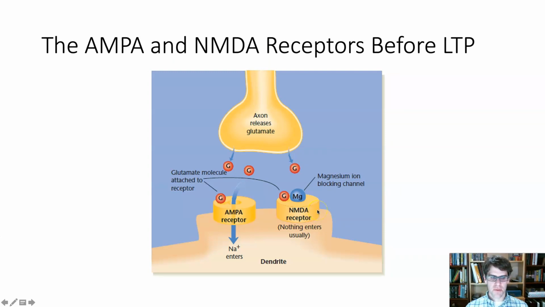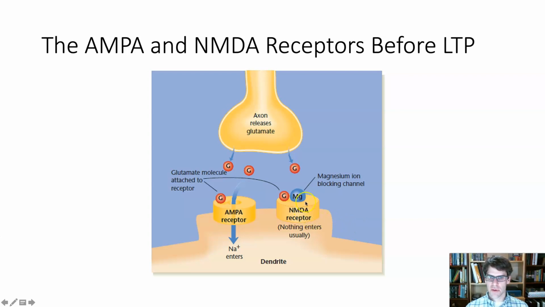Now, how does LTP work? This is, I feel like, the deepest molecular thing I'll end up going over in the class, but I hope you'll understand a few points here. So, this is usually at a glutamate synapse. This axon up here is the presynaptic neuron's axon. It's releasing glutamate onto a synapse. That synapse has two types of glutamate receptors: the AMPA receptor, and the NMDA glutamate receptor.